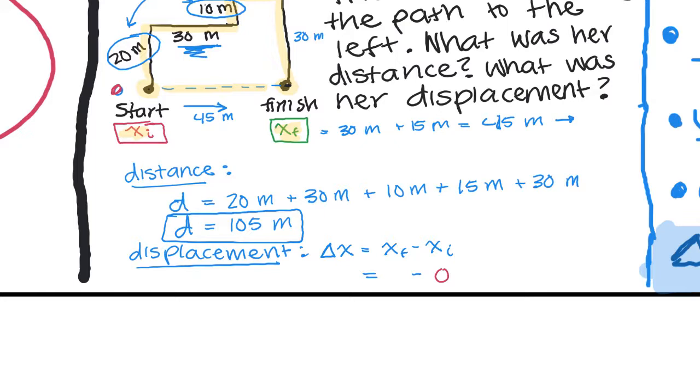Our final position we already calculated is 45 meters. She walked 45 meters east. So I'm going to plug in 45 right here. Again, we're calculating displacement here. Now 45 minus 0 is simply 45 meters. But remember, displacement is a vector quantity, so we need to add a direction. So our final answer for displacement is 45 meters east.